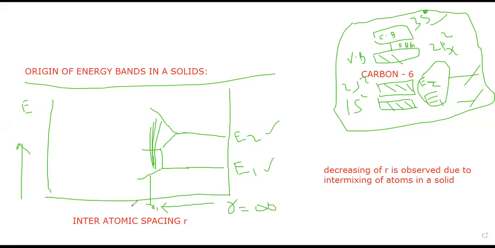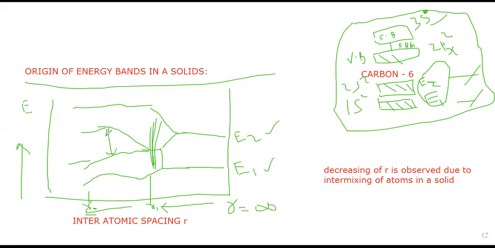Next, further decrease the interatomic spacing. At a certain interatomic spacing, these two energies are split into two separate energy bands. So this is the splitting. These two energy bands are split like this, with a gap, the forbidden gap.